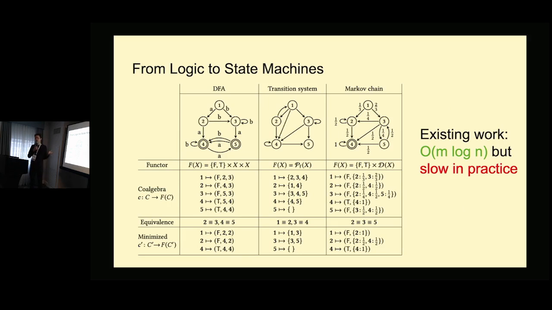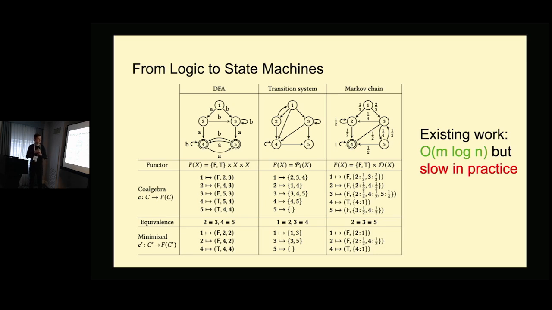But unfortunately, we have to write specialized minimization procedures for every single type of state machine that you can think of. So that's not just DFAs and NFAs. It's also transition systems, Markov chains, probabilistic automata, weighted automata, all these different types of state machines. You're going to have to write a custom procedure.